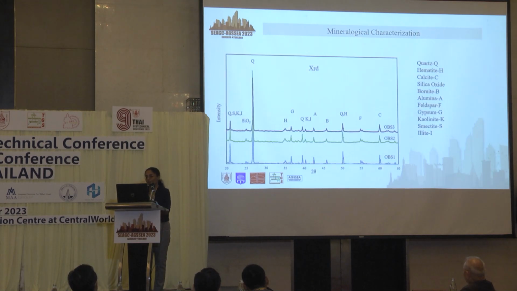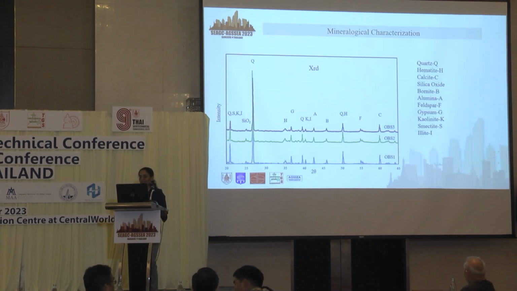Coming to the mineralogical characterization, if we see the waste from all 3 locations, the mineralogy is almost similar. There is not much variation in the mineralogy, and the predominant fraction is quartz. There is a difference in peak intensity, but the peaks were similar for all the types of soil.